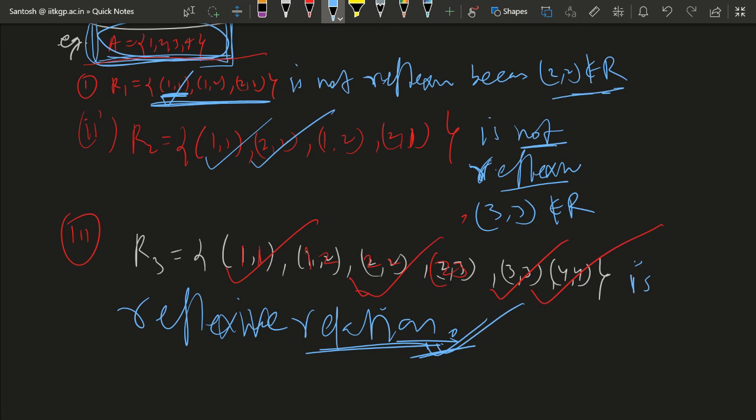So this is a reflexive relation. So you can identify it. And these extra elements, we don't need to look at them. We only have to look at whether every element is related to itself or not. That's enough for reflexive. If extra elements are there or not there, it will not affect the reflexivity. So only you need to see that every element must be related to itself.